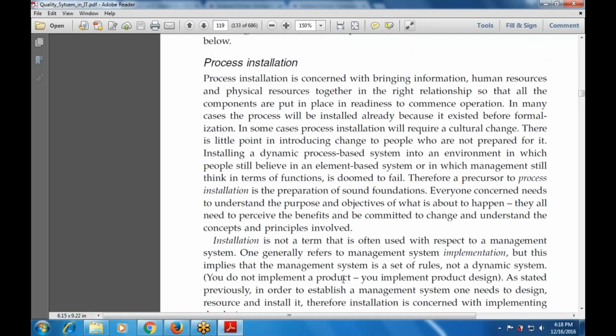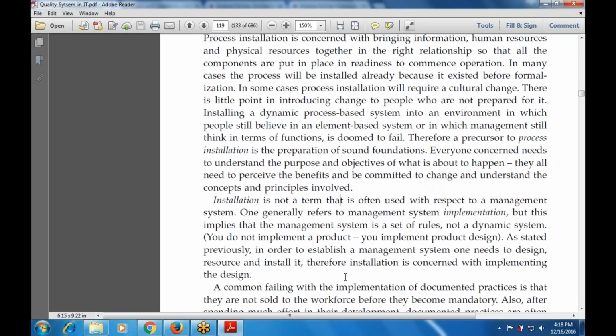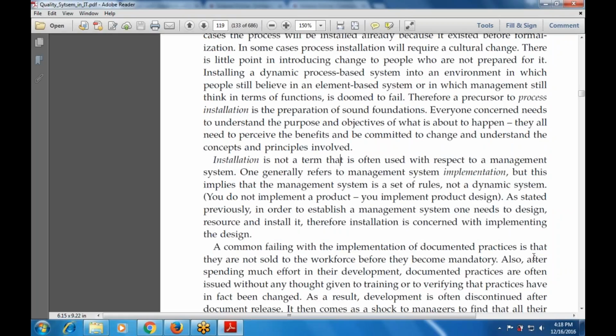Now, installation is not a term that is often used with respect to a management system. When we generally refer to the management system, that is the implementation. That implies that the management system has some rules and regulations, not a dynamic system, that are used for the product design. One needs to design, resource, and install it. Therefore, installation is concerned with implementing the design.